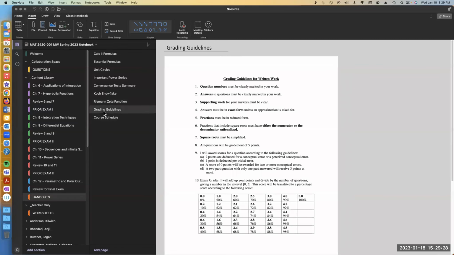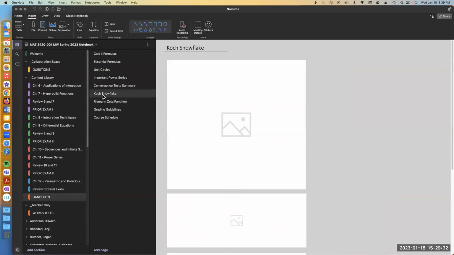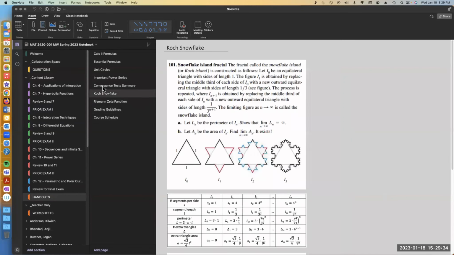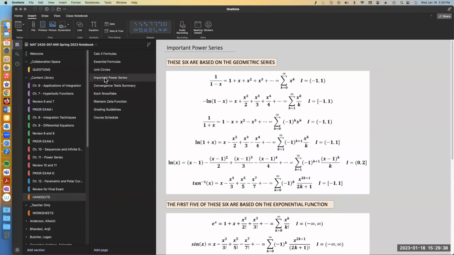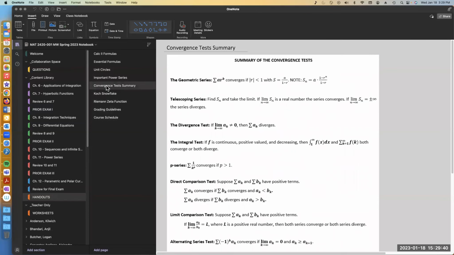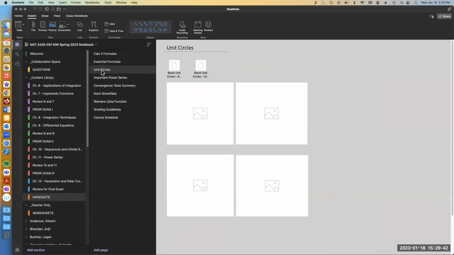Grading guidelines. This tells you how I'm going to grade you on your exam. A couple of interesting problems here are going to come up in chapters 10 and 11. We'll talk about that when the time comes. More stuff on 10 and 11: power series and convergence tests. We'll talk about that.